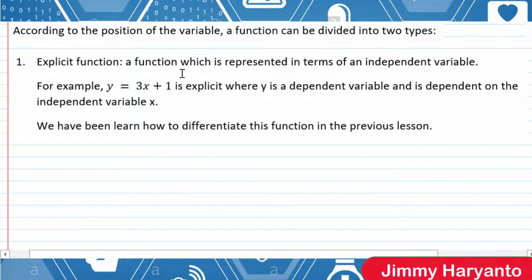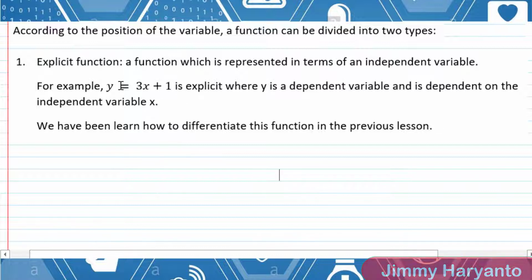Explicit function is a function which is represented in terms of an independent variable. For example, we have y equals to 3x plus 1, which is explicit. Why? Because y is a dependent variable and is dependent on the independent variable of x. So y depends on x. So x is independent, y is dependent.